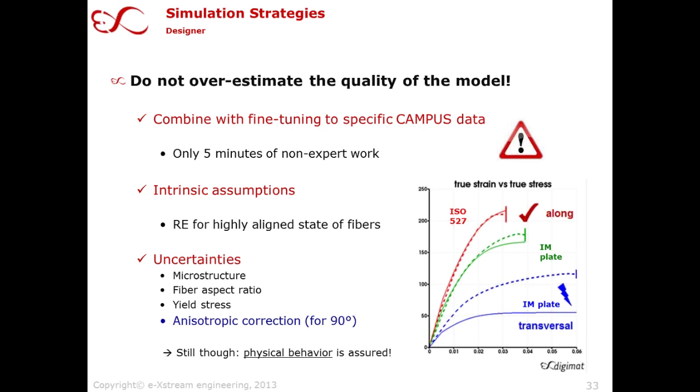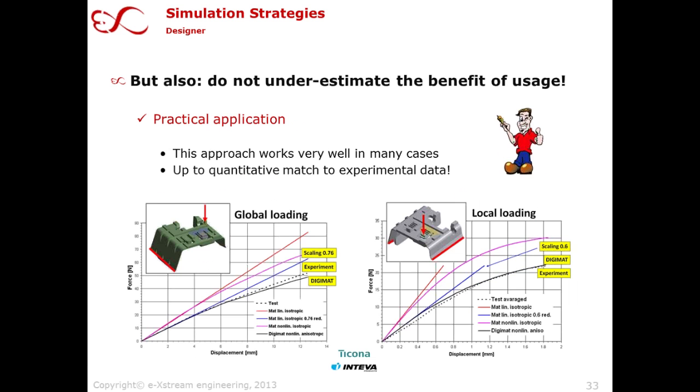So again, for this model, do not overestimate the quality of the model. It has this deviation when you go transversal to the fibers, yes, but again, do not underestimate the benefit of its usage for the early design stage. And actually, in the practical application, the example that I have shown you before, this perfect match between the experiment and the Digimat model was already based on such a semi-quantitative modeling approach.